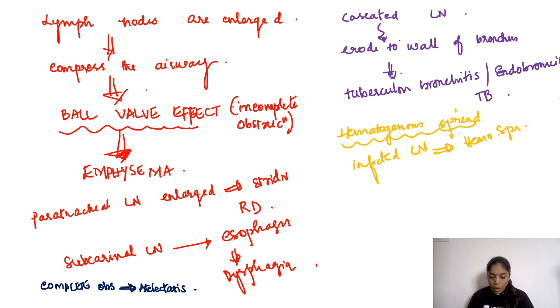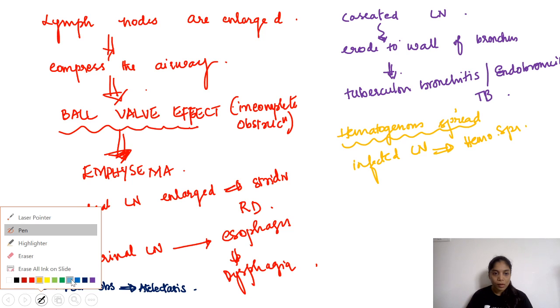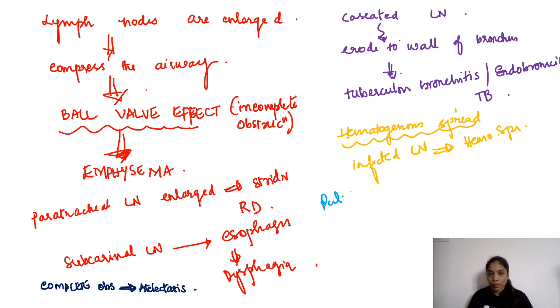Now what happens in the case of pulmonary tuberculosis? In pulmonary tuberculosis, the commonest type is because of endogenous reactivation of the foci. Because of reactivation, the most common site is the apex of the lung. Here in the apex of the lung, the blood flow is a little slow, so the most common site is the apex of the lung.